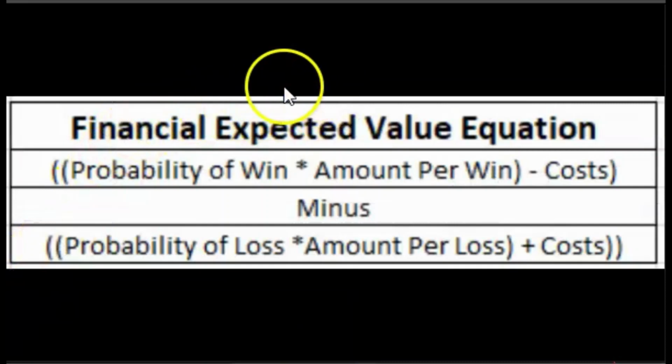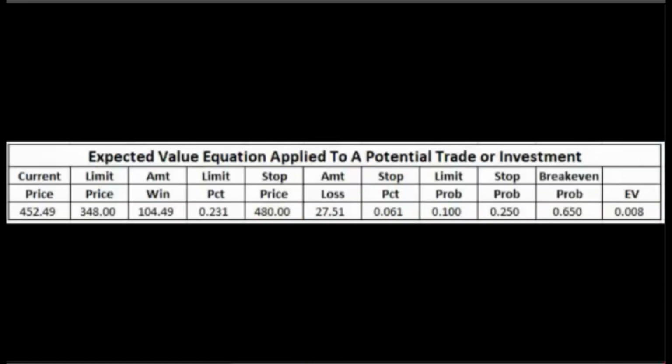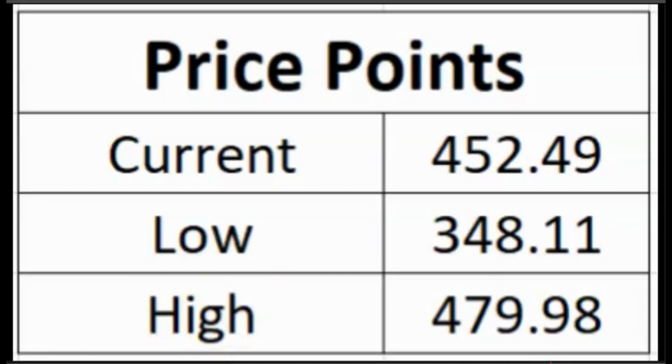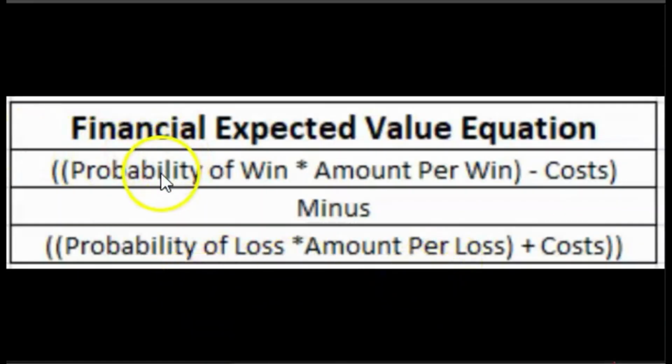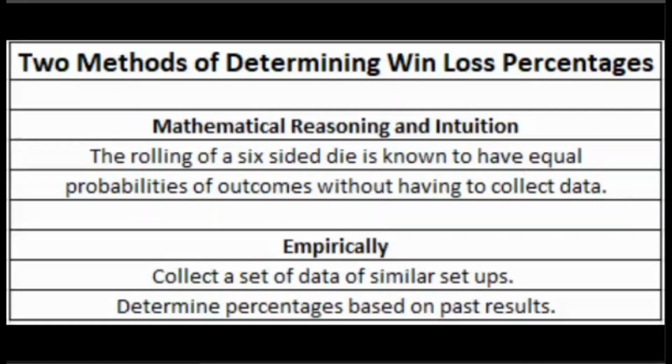So as far as the financial expected value equation, you know the amount per win, and let's assume there's no cost, and you know the amount per loss. So the amount per win would be 23.1. Amount per loss 6.1, and then one would then have to determine the probability of win versus probability of loss. And the two things that one would use in order to determine the probability of win and probability of loss would be either mathematical reasoning and intuition, or empiricism, or kind of a combination of both.